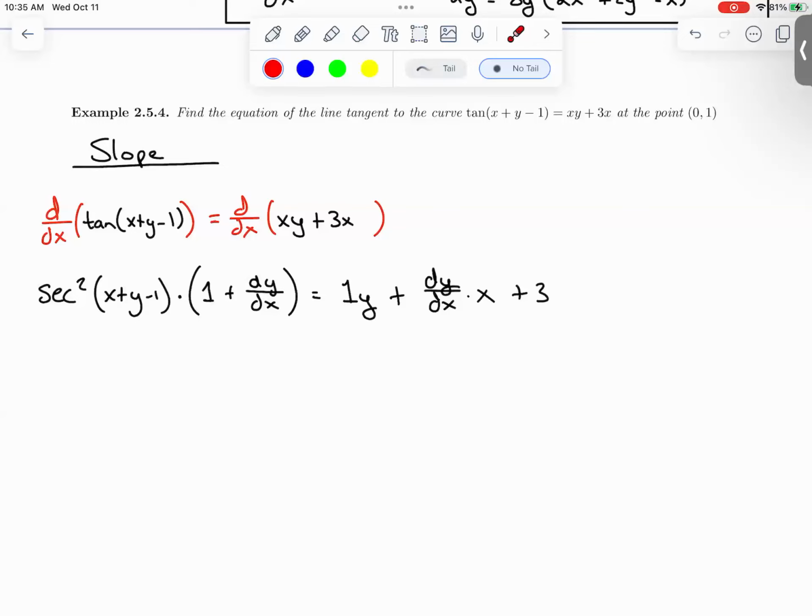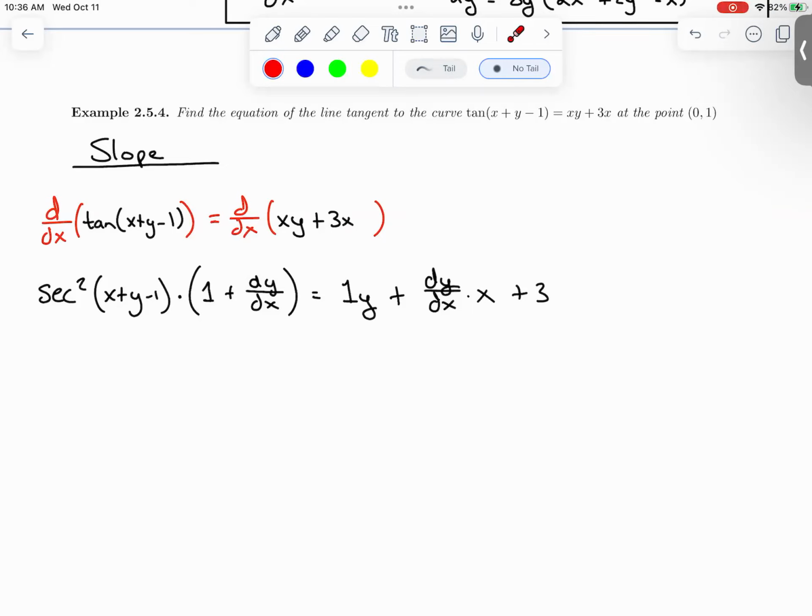Let me say that one more time. I could right now just plug in x equals 0 and y equals 1, and let those things all become numbers, because I'm not being asked to find dy/dx for any x and y. I'm just being asked to find dy/dx for (0, 1). So that's one way to do it.